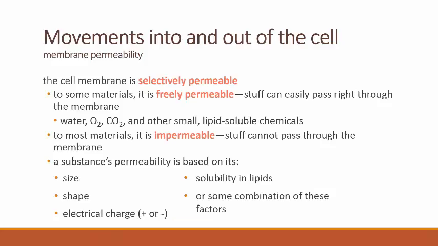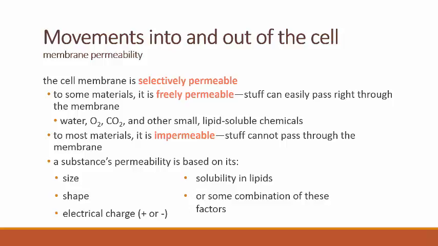So the first thing we need to talk about is membrane permeability, because the cell membrane, the outer boundary of a cell, is what we call selectively permeable. If something is permeable, then that means that materials can pass through it. So we could think about a screened window as permeable to the air. The air can move through the window screen, but it is impermeable to mosquitoes, for instance.